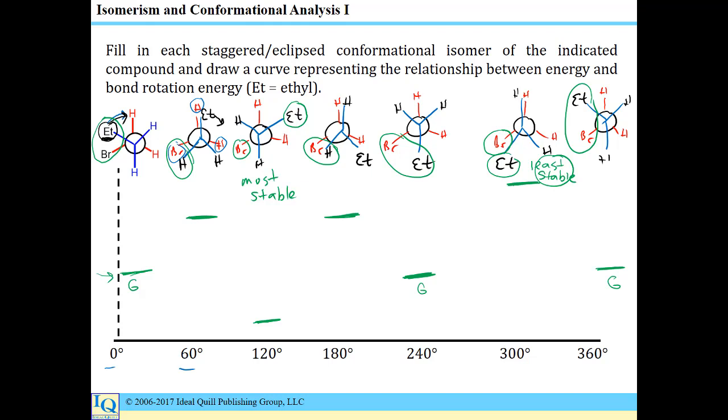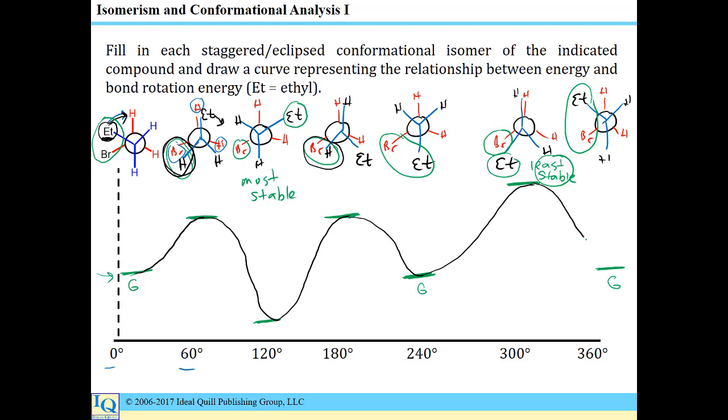As we go from the gauche conformation we started with, we'll have to go up in energy to push these two groups closer together, and then the energy will go down as we go back to a staggered conformation, up as we go back to an eclipsing conformation, down to the gauche, finally up to the least stable, which has the bromine and the ethyl group eclipsing one another, and then down to this other gauche conformation.